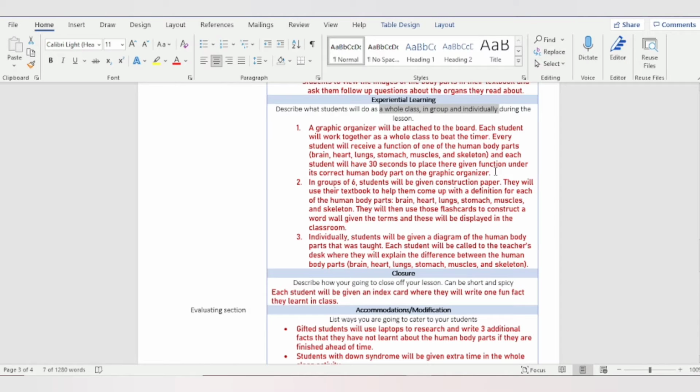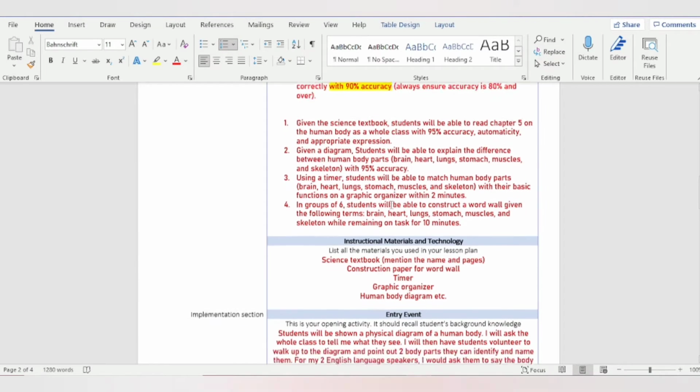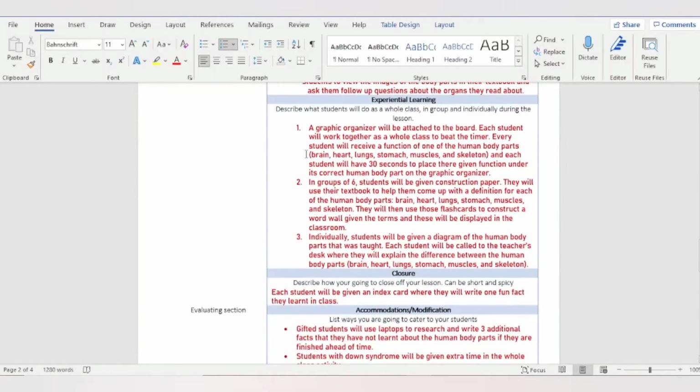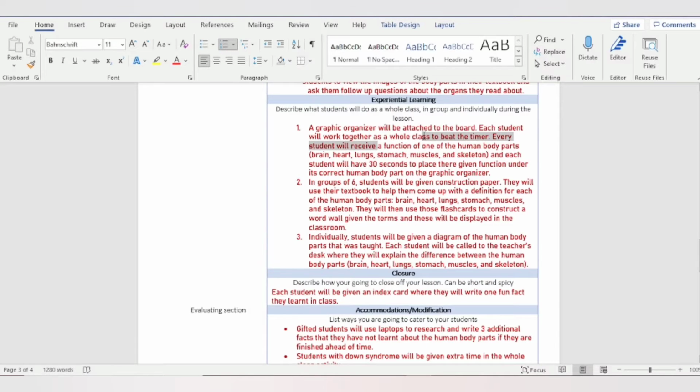So, as you can see, this part can also be checked off because I did this in my lesson. Students were able to match human body parts with the basic functions. That's what I said here. And if you realize, this is a whole class activity because I said each student will work together as a whole class. The students are working together to beat the timer.